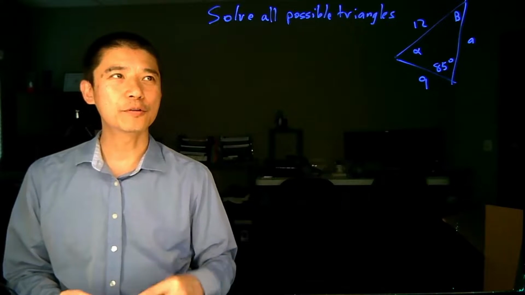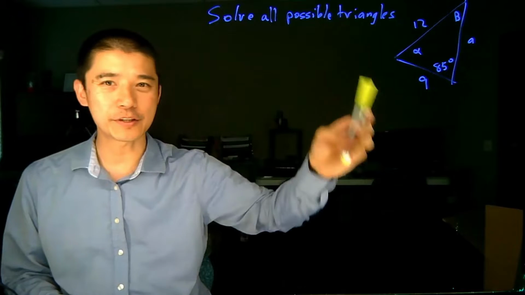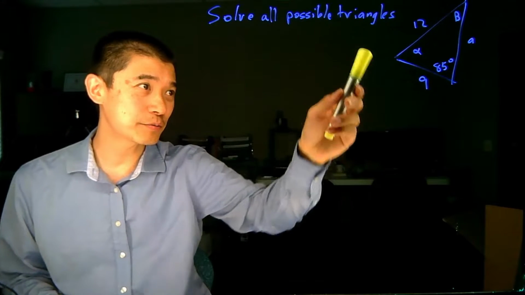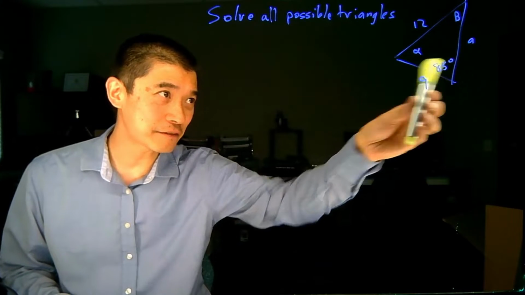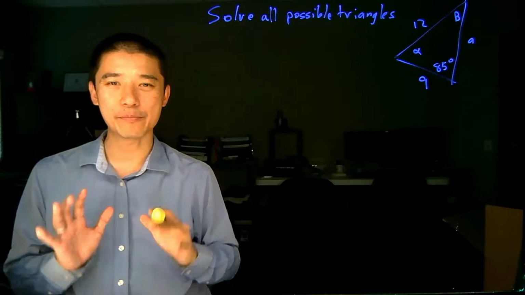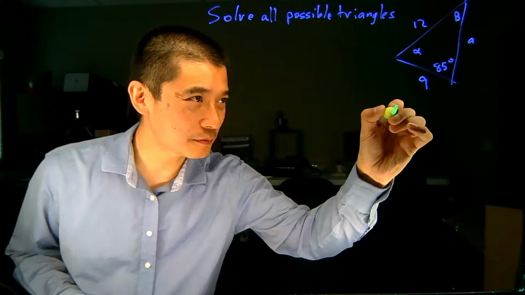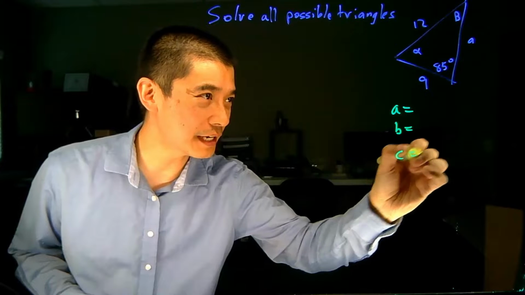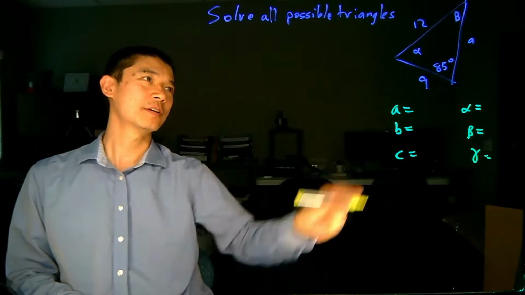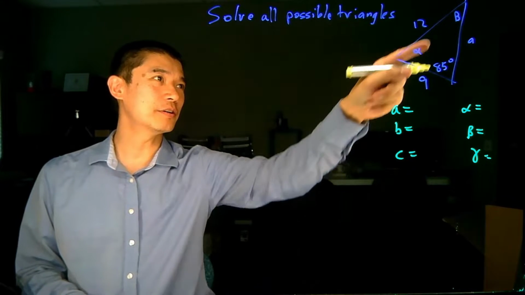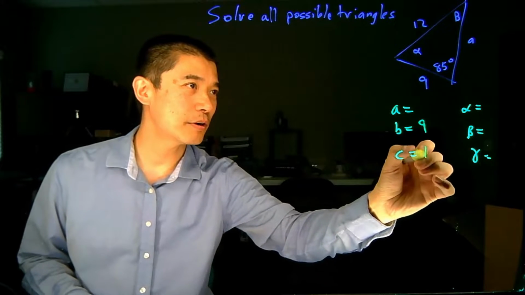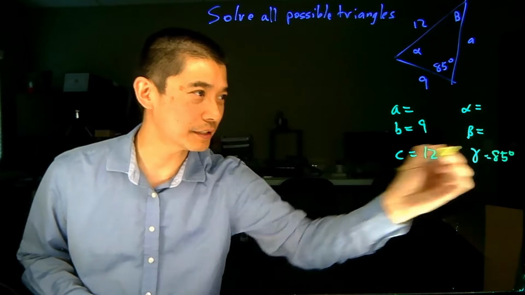So here's an example. Solve all possible triangles from this diagram. You'll notice that this is a side-side-angle situation. The first side is 12, then the next side is 9, and then the angle after that side is 85 degrees. Since it's a side-side-angle situation, we are in the ambiguous case. Let's first write down the values that we know: A, B, C, alpha, beta, gamma. We don't know A, we don't know alpha. Beta's here, so B is 9, and then C is 12 with gamma being 85 degrees.